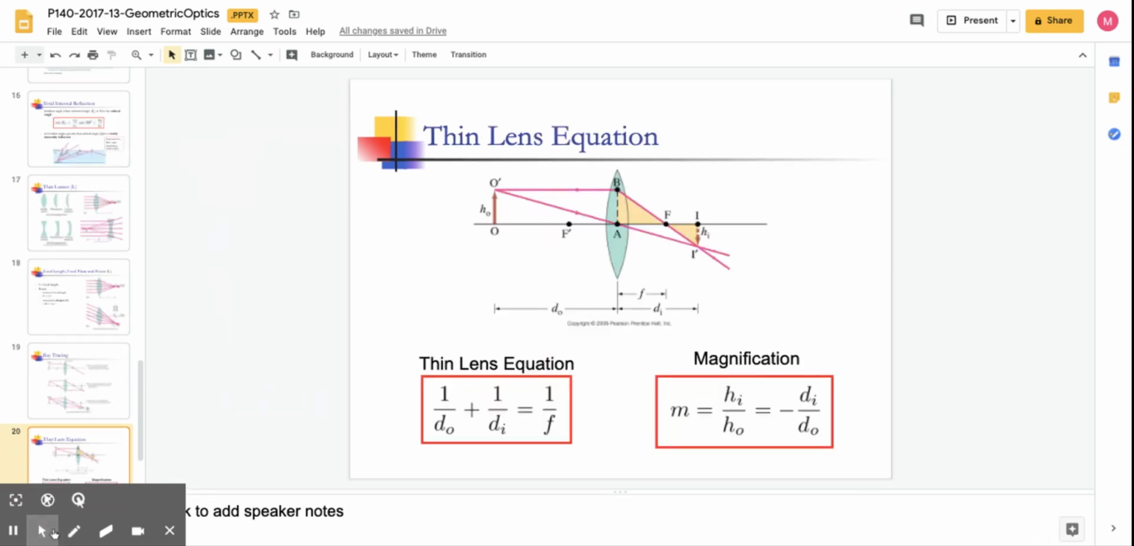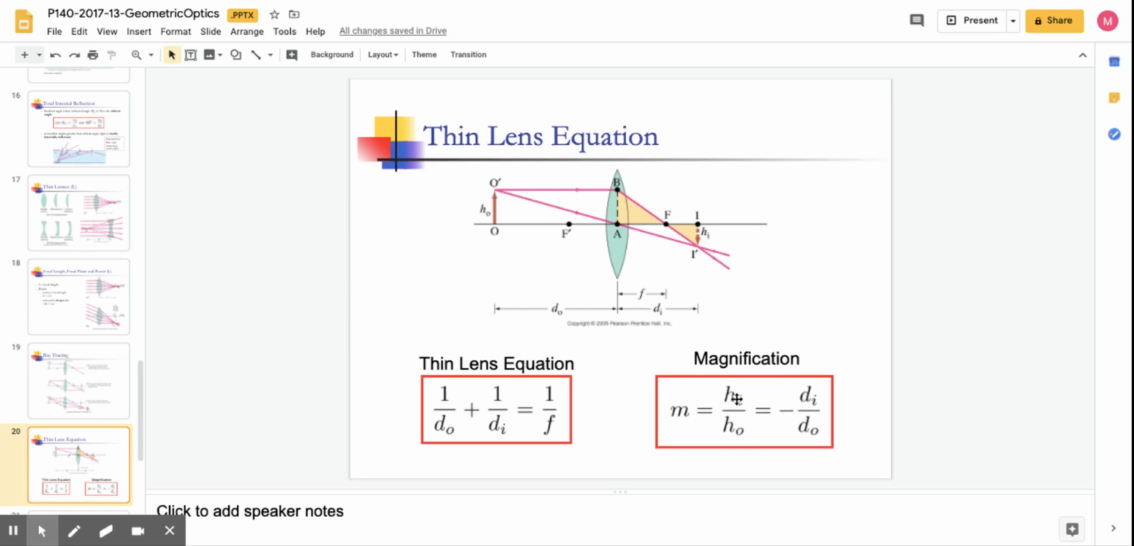We can also use equations just like we could for mirrors, and the equation is the same. So d0 is my object distance, the distance from my object to the center of the lens. Di is my image distance, from the center of the lens to where the image is located, and f is the focal length, from the center of the lens to the focal point. Same with magnification, hi, the height of my image over the height of my object.